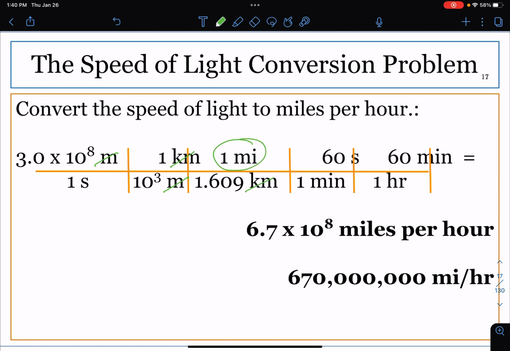Miles should not be canceled because that is the unit we want in the numerator for the answer. Then let's cancel our seconds and cancel the minutes, and we're left with hours in the denominator. When you multiply across the top and divide across the bottom, you should get 6.7 times 10 to the 8 miles per hour. Written out, that looks like this, 670 million miles per hour. This is how fast all forms of electromagnetic radiation are traveling. This includes visible light, X-rays, microwaves, radio waves, all of them.